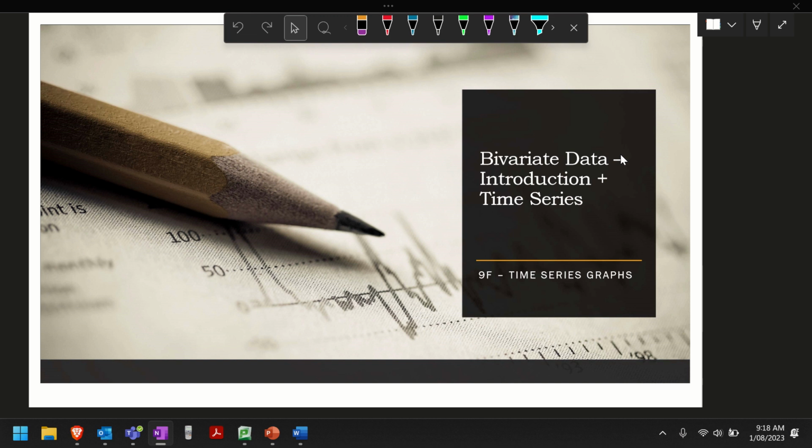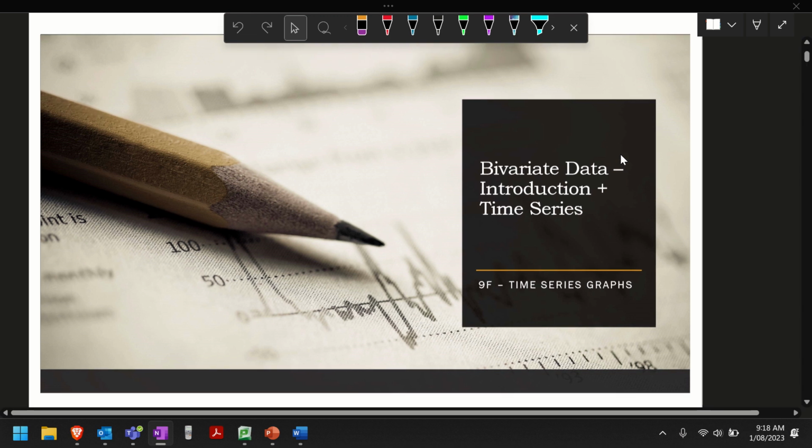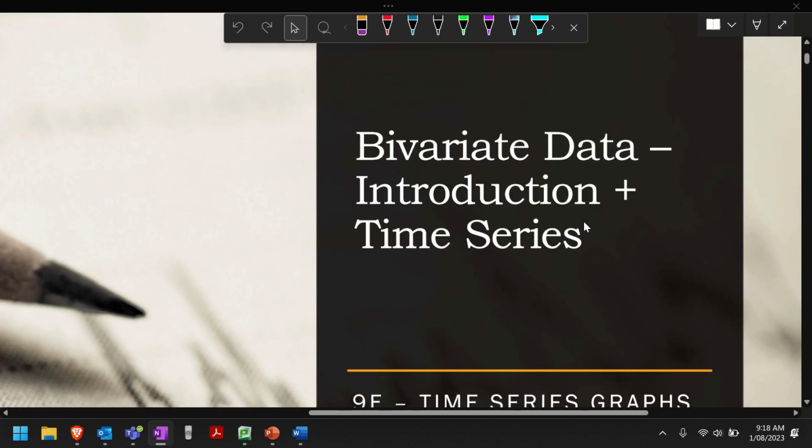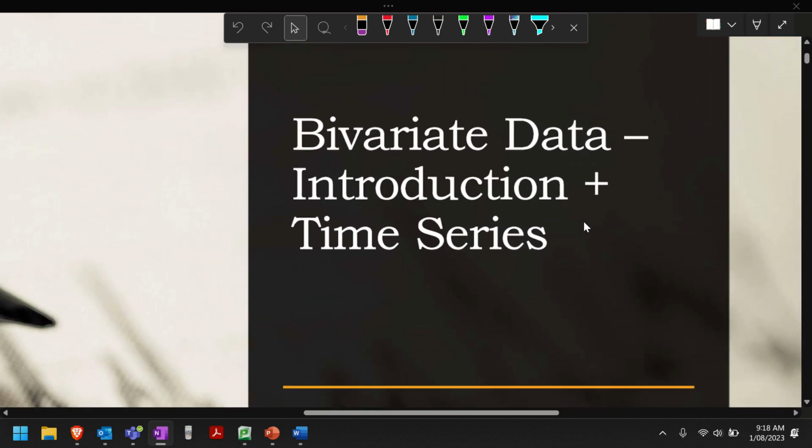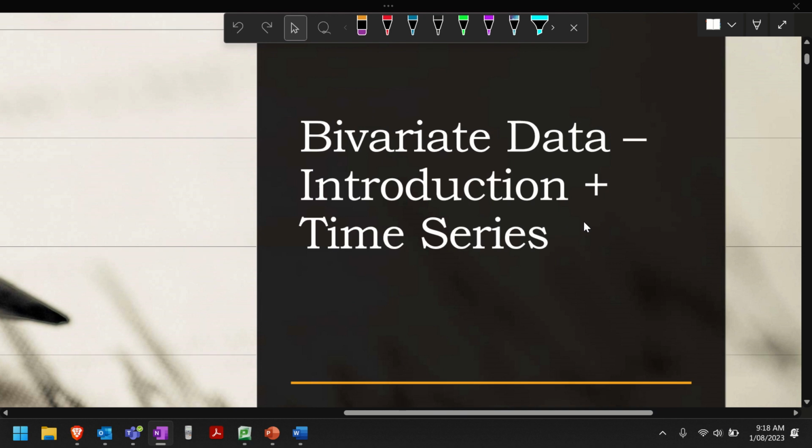For bivariate data, you're working not with just one piece of data but two. For now, we're just going to look at how it works in time series data, one of the types of data we'll look at for bivariate. Set aside everything you learned about univariate. Don't forget it, we'll revisit it a little later. The first type of data we'll look at is a time series.